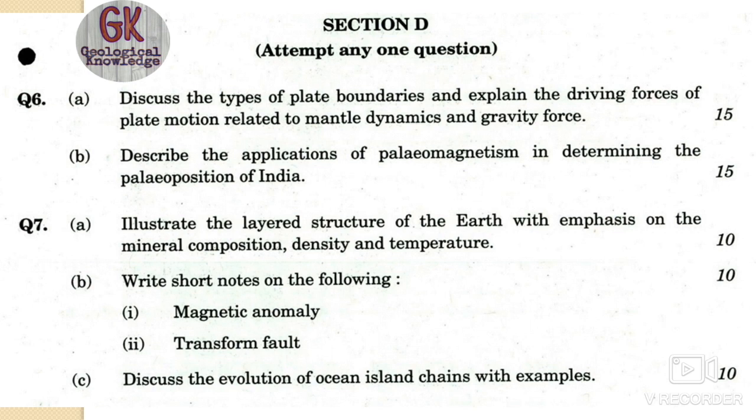Okay. And 7b, you have to write short notes on magnetic anomaly as well as transform fault. Okay. And 7c, discuss the evolution of oceanic island chains with examples. Okay. The evolution of ocean island chains with suitable examples.